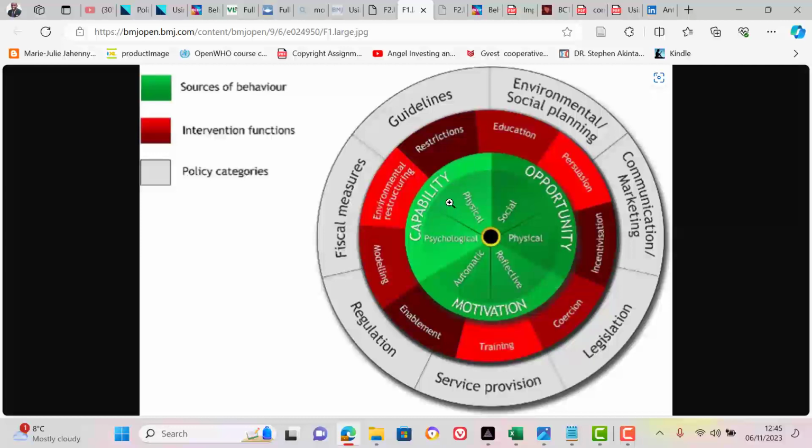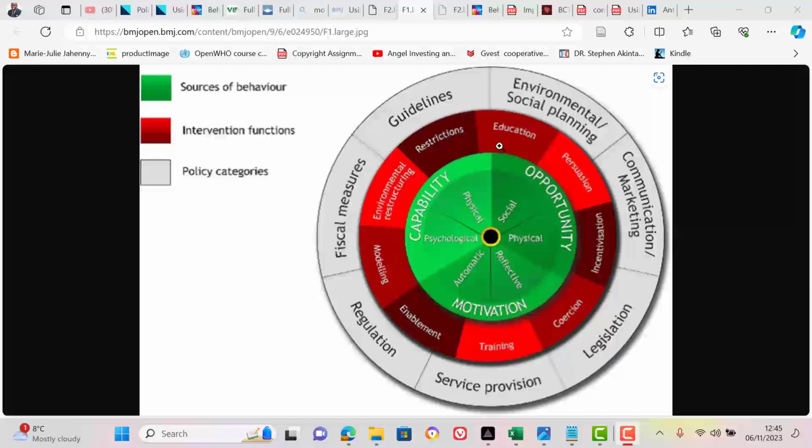Now, this model is mapped to interventions. So you see the red areas are the various interventions that you can use to influence the capability, opportunity, and motivation. So for the capability, you can influence it by using models or changing the environment, environmental restructuring, or placing restrictions. So these are the relevant interventions to change someone's capabilities.